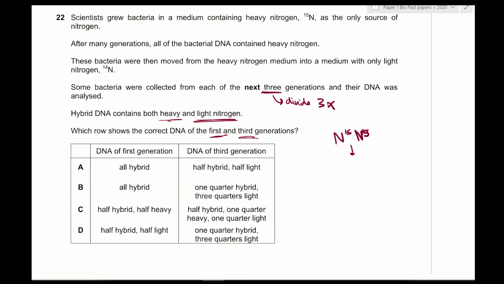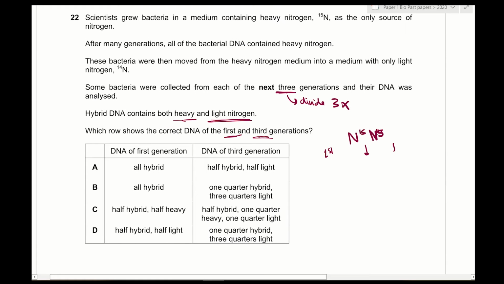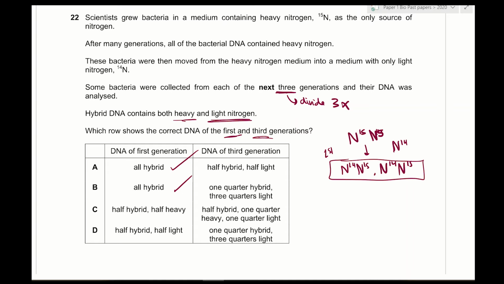Now it has divided. It's the first generation. Divided, this means that N14 has been added to it. Now adding N14, this means that now we have N14, N15, and N14, N15. This is the first generation. Now we can clearly see that it's all hybrid. It's a mix of N14 and N15. Therefore, all hybrid is correct for the first generation.